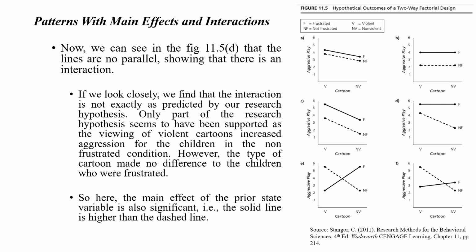Okay. What is it that we are finding? What we are finding is that the viewing of violent cartoons did increase aggression for the children in the non-frustrated condition. You can see that the means are different in the non-frustrated condition in this dashed line, but they are not affecting the aggression levels of the frustrated children. So, there is an interaction here, but it is partially affecting only people in the non-frustrated condition, not really having an effect on the participants in the frustrated condition. There is also a main effect of the prior state variable that is significant: the solid line is higher than the dashed line.